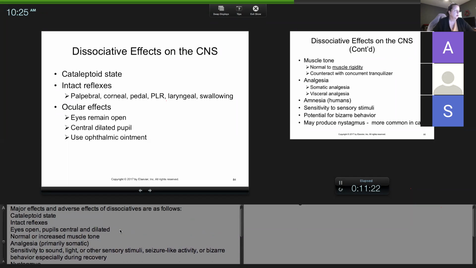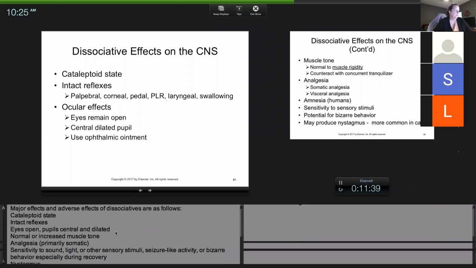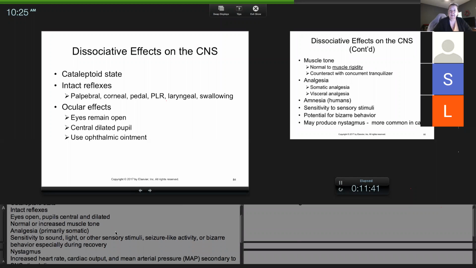Here are some other effects that I want to mention down here underneath. Intact reflexes. Normal to increased muscle tone. They're going to be more rigid. This is why we're going to mix it with other drugs. You get some analgesia, but they can be sensitive to sounds and light. So you need to be careful.